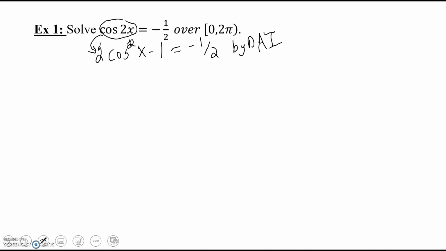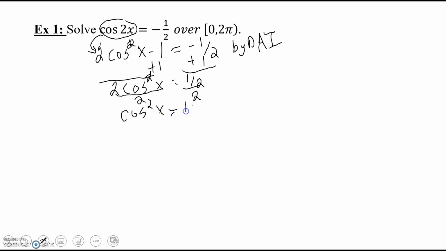Okay, so now, since I only have cosine of x in the equation, I can isolate cosine of x. When I say only cosine of x, I mean that's the only trigonometric function in the equation. So I'm going to add 1 to both sides. When I add 1, I get 2 cosine squared x equal to negative 1/2 plus 1, which is 1/2. Then I'll divide by 2. And remember, when you divide by fractions, you do the keep, change, flip. So that'll be 1/2 times 1/2, which is equal to 1/4. And so then I'm going to rewrite that as cosine squared x equal to 1/4.